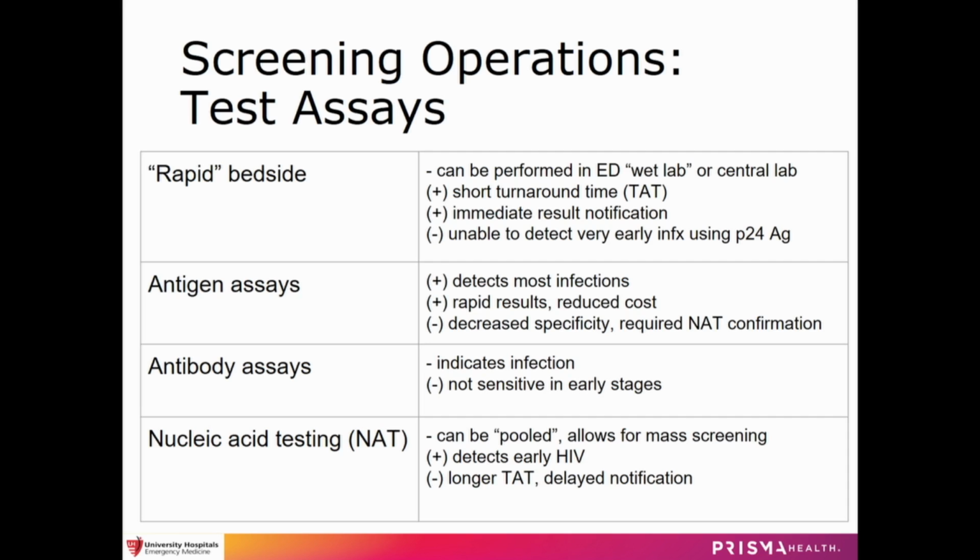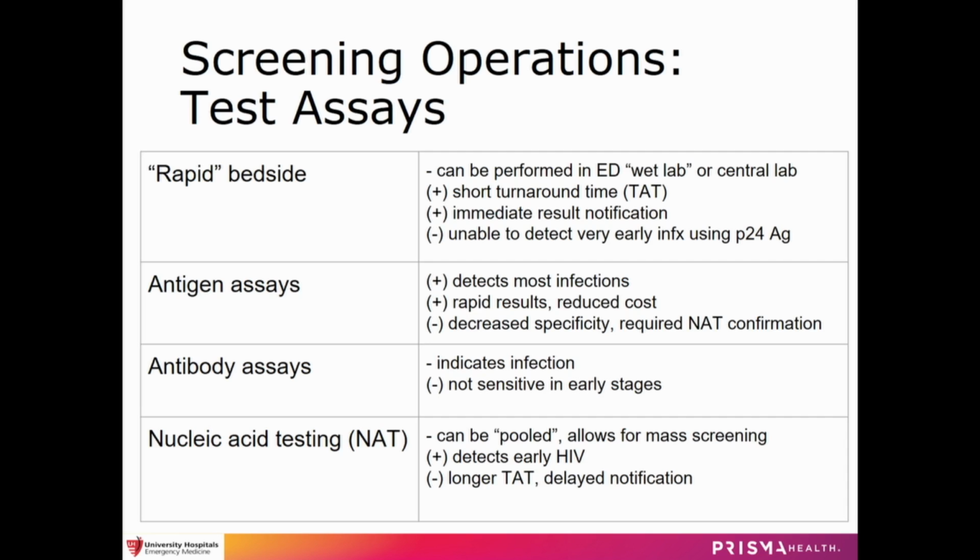When I previously worked at University of Cincinnati, we had a little wet lab right next to the EMS room that our staff would go in, do a finger stick HIV test and run the test there, and have the results within 20, 30 minutes. Are you sending it to your ED specific lab or your hospital lab to be run? So the advantage is obviously short turnaround time, immediate result notification, but you do lose some of the sensitivity and specificity because you're not able to detect those early infections.